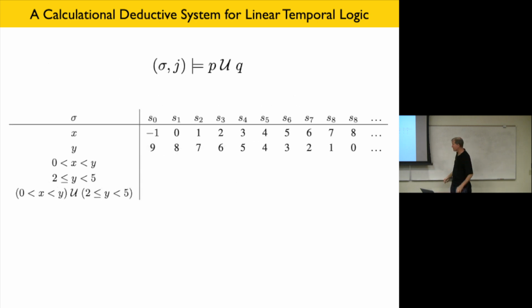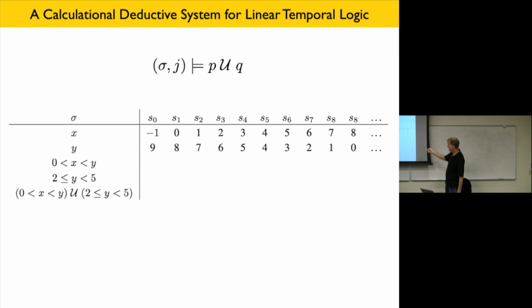Okay, so let's go around the room maybe. Who wants to start? Let's suppose that x evolves like this: -1, 0, 1, 2, 3, 4, 5, 6, 7, 8. And y evolves like this: 9, 8, 7, 6, 5, 4, 3, 2, 1, 0. So x is going up, y is going down. Now, can you tell me what are the truth values of 0 less than x less than y? So in which of these is x between 0 and y?